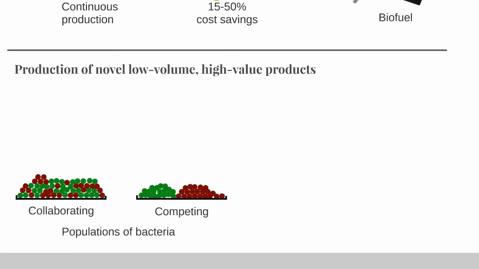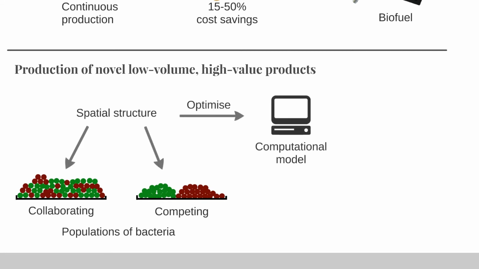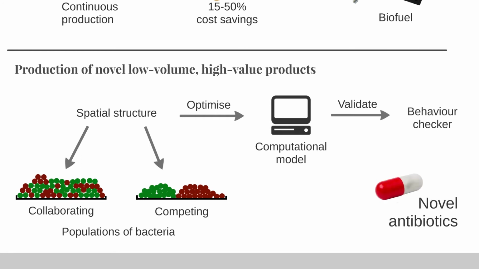The second application is the production of novel low-volume, high-value products using collaborating or competing populations of bacteria. Interacting bacterial populations have a spatial structure which can be optimized using models and validated by the behavior checker. This approach could be used for the production of novel antibiotics which meet the needs of treating antibiotic-resistant bacterial infections.